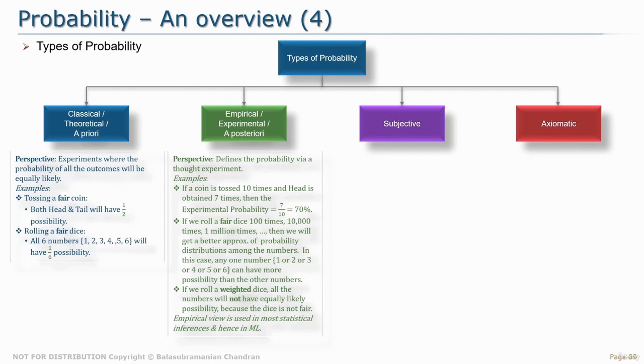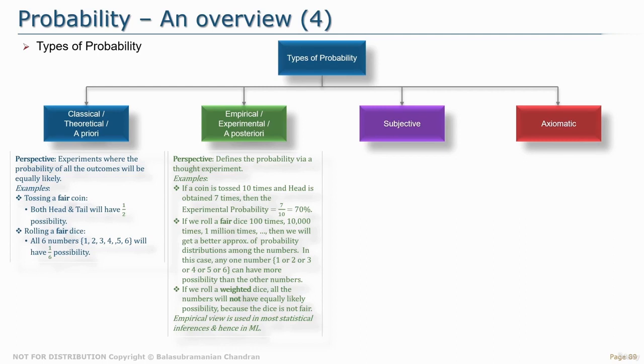If we roll a fair dice 100 times, 10,000 times, 1 million times, etc., then we will get a better approximation of probability distributions among the numbers. In this case, any one number, 1 or 2 or 3 or 4 or 5 or 6, can have more possibility than the other numbers. If we roll a weighted dice, all the numbers will not have equally likely possibility because the dice is not fair. Empirical view is used in most statistical inferences and hence in machine learning.